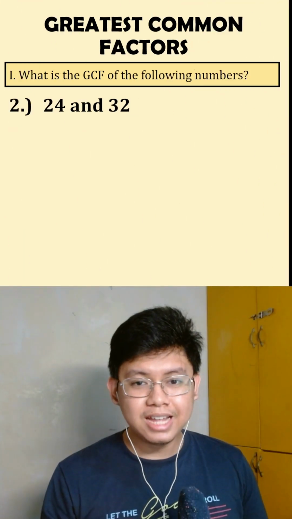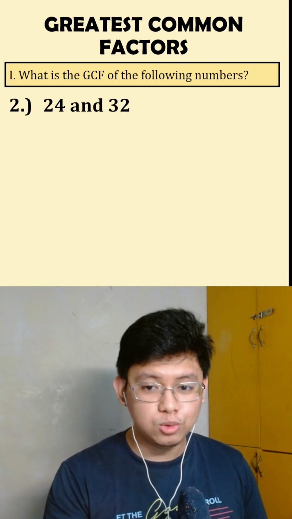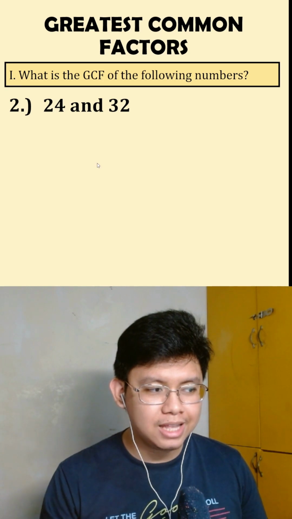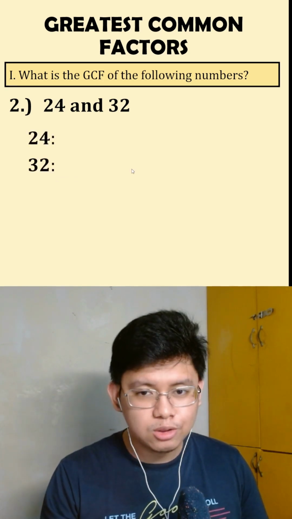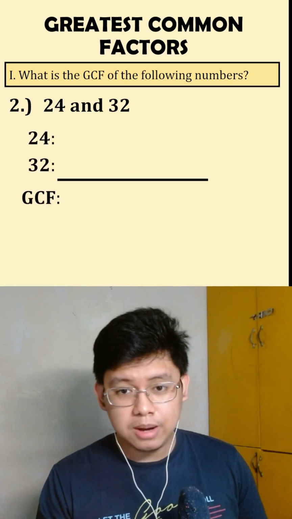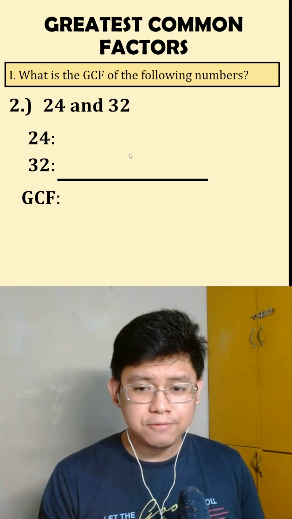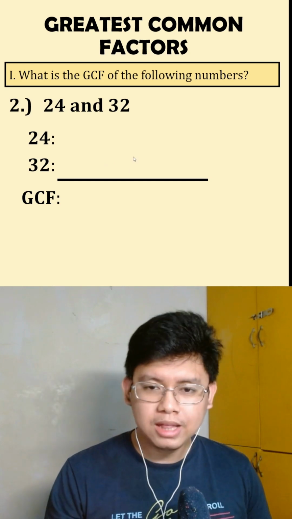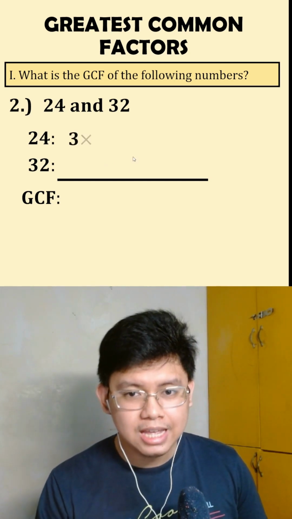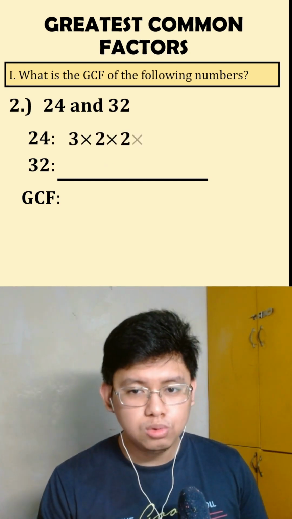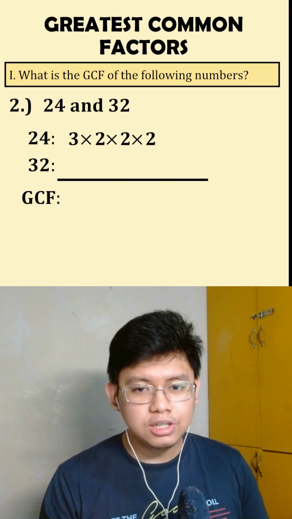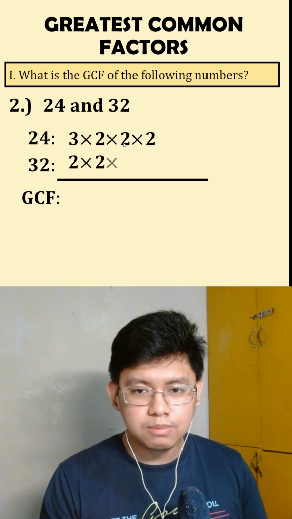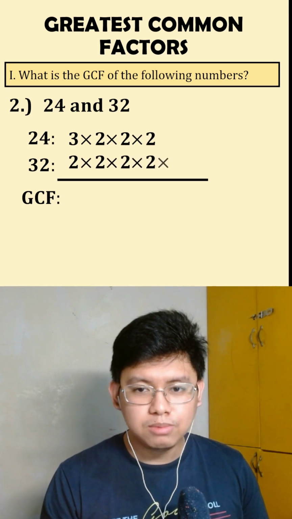Okay, let's find the greatest common factors of these two numbers. We have 24 and 32. So, ang gagawin natin, kunin natin si 24 and si 32. Okay, let's get their greatest common factor. So, let's apply prime factorization para malaman natin yung prime factors nila. So, si 24, yung prime factors niya is 3 times 2 times 2 times 2. Tapos, si 32 naman, yung prime factors niya is 2 times 2 times 2 times 2 times 2.